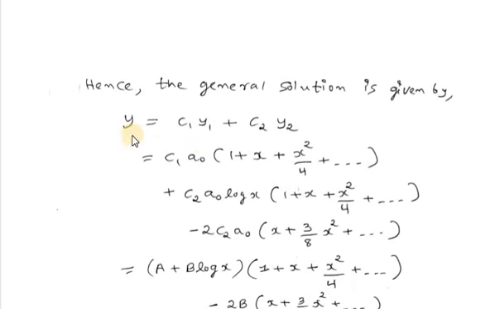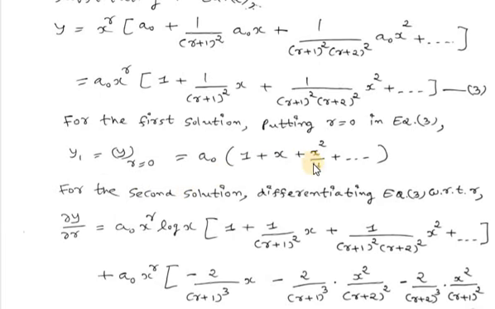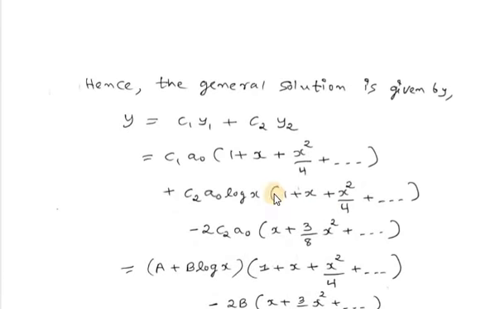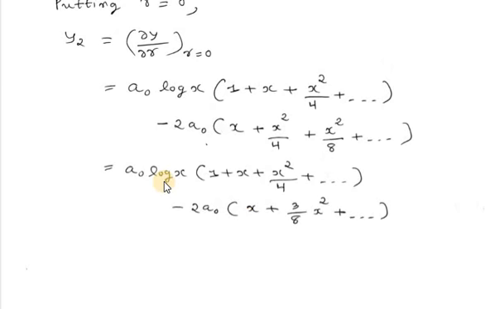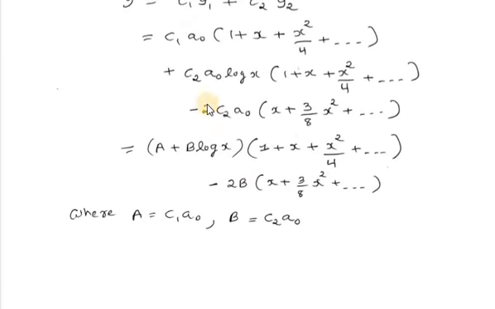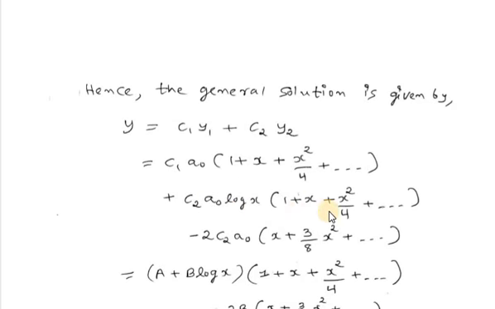And the general solution is given by the linear combination of y1 and y2. So we have the general solution y equals c1 y1 plus c2 y2. So c1 will be as it is, and this is y1, a0 into bracket 1 plus x square by 4 plus and so on. Okay, this is y1. Then after, plus c2 will be as it is, and this whole term is y2. You can see from here also. Okay, so we have multiplied this sum and this term by c2, so we have the result c2 a0 log x into bracket 1 plus x square by 4 plus and so on, minus 2 c2 a0 into bracket x plus 3 by 8 x square plus and so on.